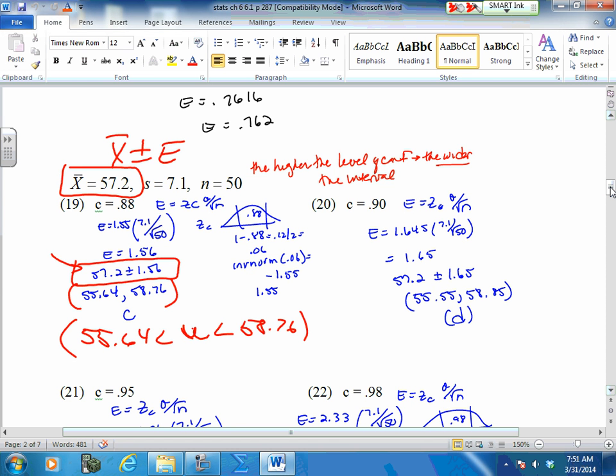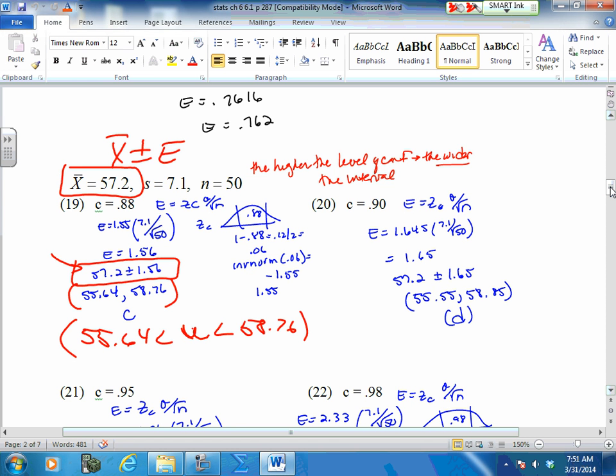Okay, that's why we write this. We're inferring about our population based on what we found out about our sample. Because we don't know anything about our population, so this is called an inference. We want our population mean to fall between those two numbers. And in this case, we want to be 88% confident.